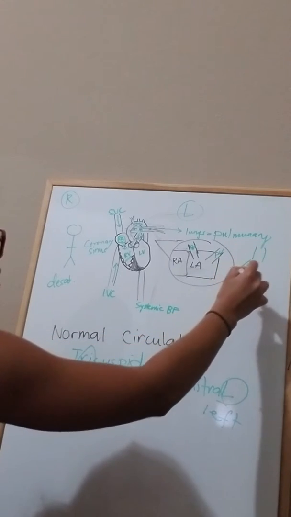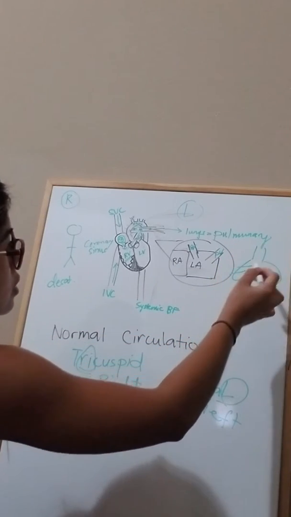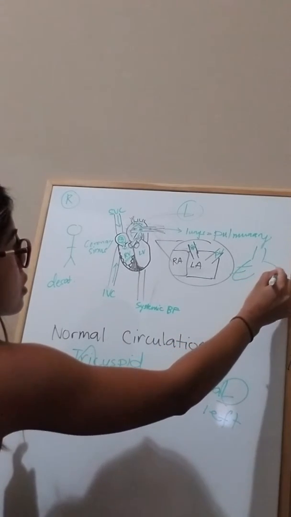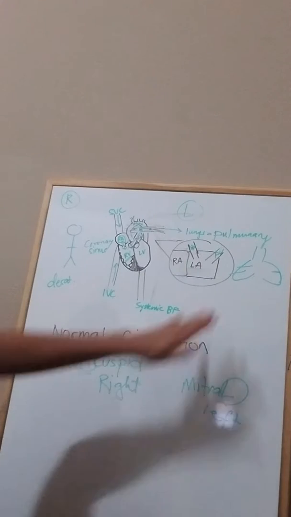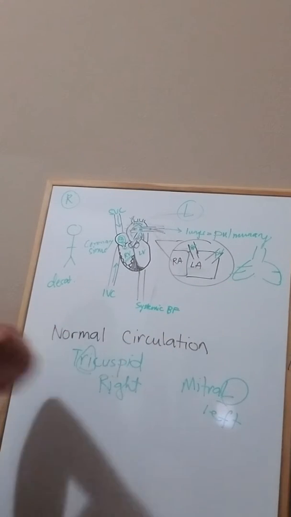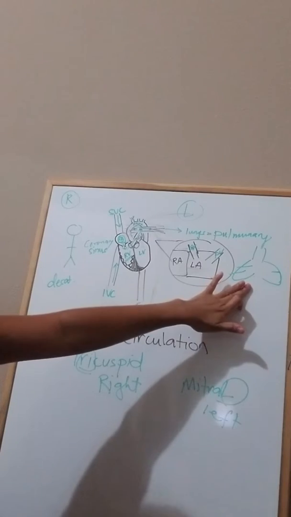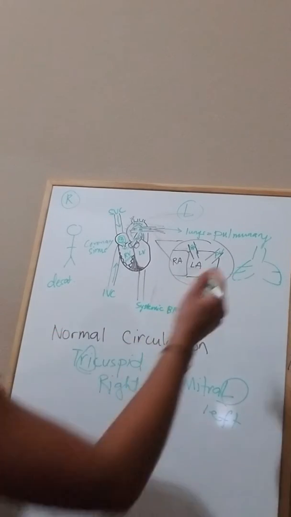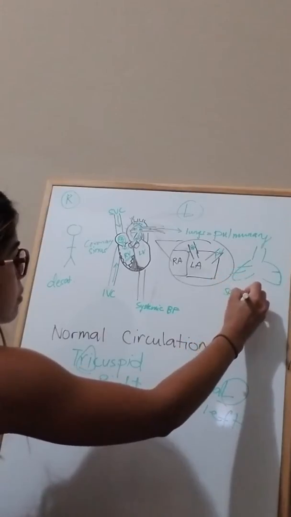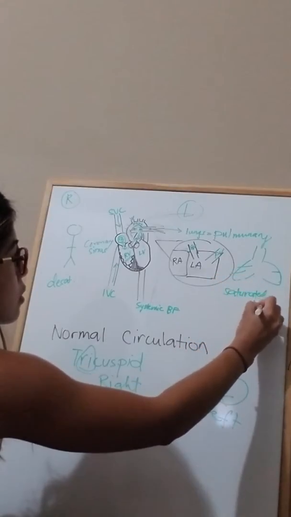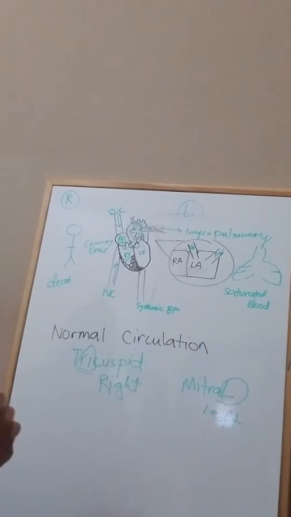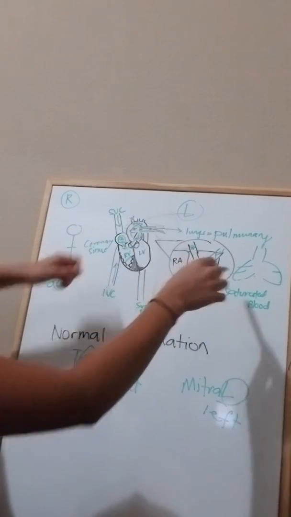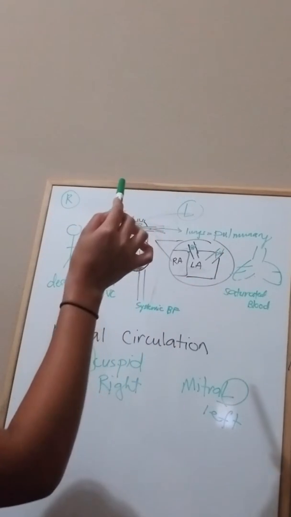After it goes to the lungs, this is my drawing of the lungs. Okay, so 3 lobes on the right, 2 lobes on the left. After it goes to the lungs, it becomes oxygenated. The lungs do whatever they do, and now we get saturated blood. I wish I had a red marker. Anyway, saturated blood travels back to the heart through the pulmonary veins, right?